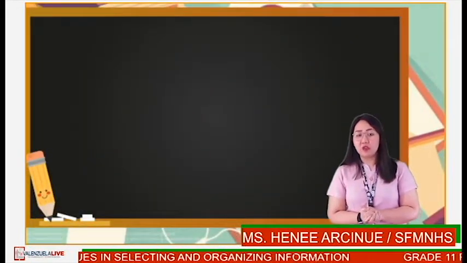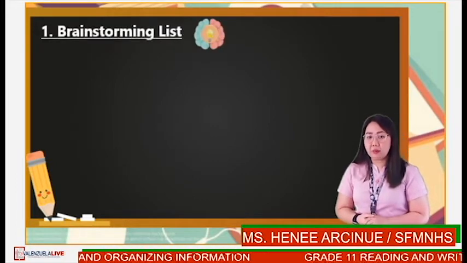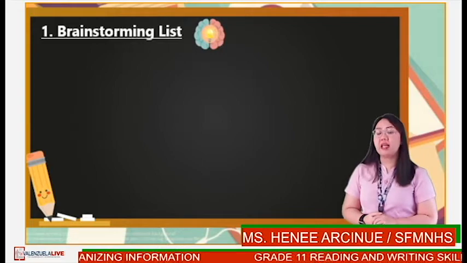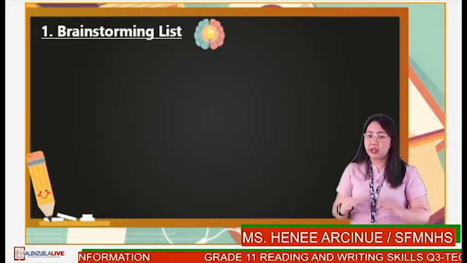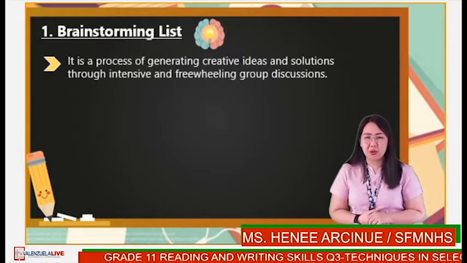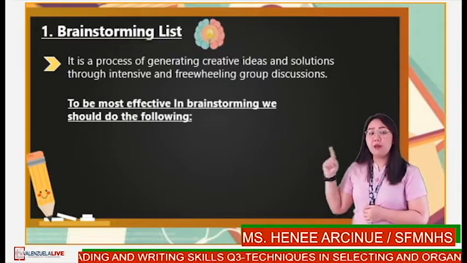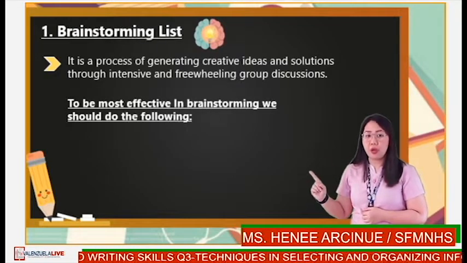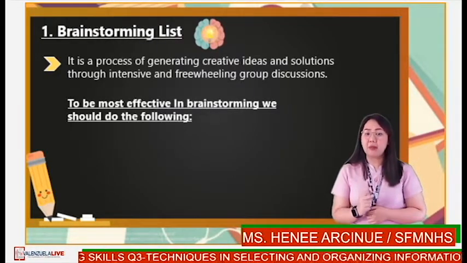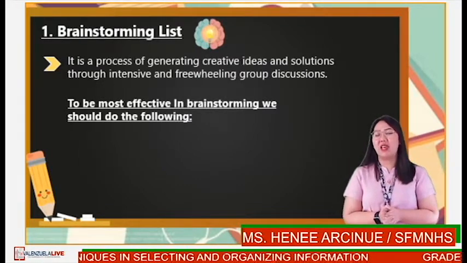Let us now talk about brainstorming lists. We all know that brainstorming is a process of generating ideas and solutions within the group. But for us to be most effective in brainstorming, we should do the following. First, lay out the problem you want to solve. You need to think what the problem is before proceeding in thinking for a major decision.